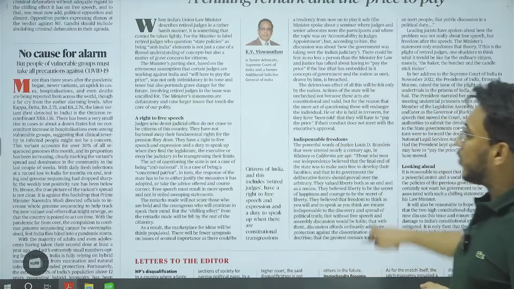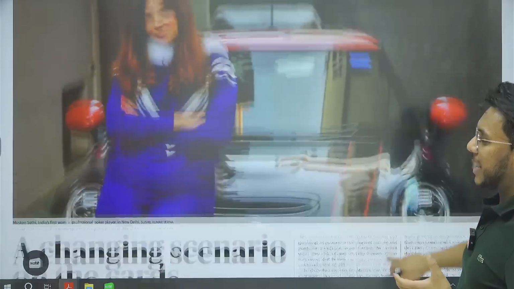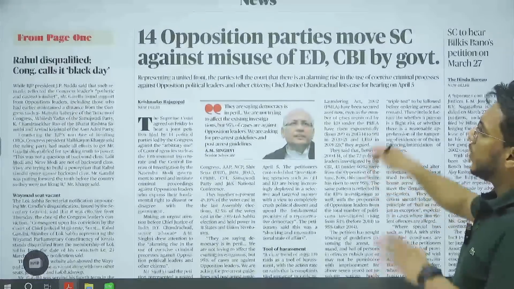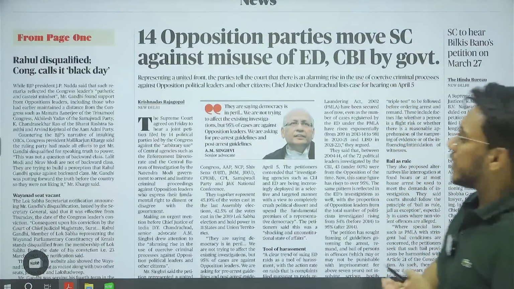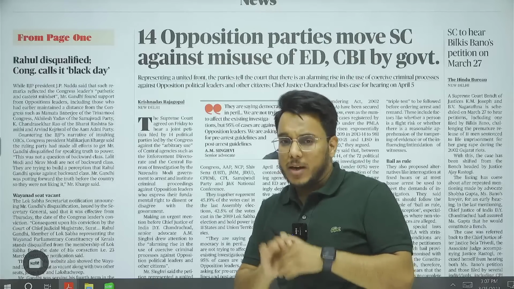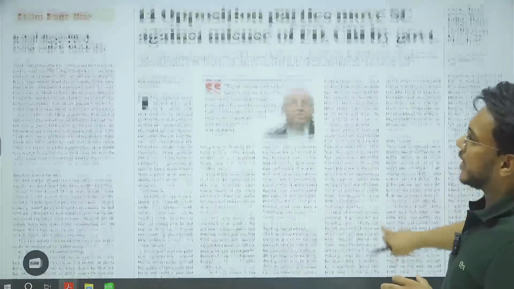Then, further moving on in this direction, we have this ground zero report, changing scenario on the cards. It doesn't contain much relevant substance, so we will move on. 14 opposition parties move Supreme Court against misuse of ED, CBI. The political dimension we will avoid, but we'll see what the relevant issue is that comes up in this direction.